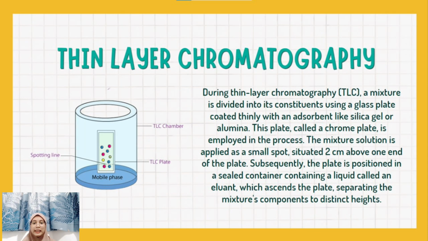The second type is thin layer chromatography. In the process of thin layer chromatography, the mixture of substances is separated into its components with the help of a glass plate coated with a very thin layer of adsorbent, such as silica gel and alumina, as shown in the figure. The plate used for the process is known as a chrome plate. The solution of the mixture to be separated is applied as a small spot at a distance of 2 cm above one end of the plate. The plate is then placed in a closed jar containing a fluid termed as eluent, which then rises up the plate carrying different components of the mixture to different heights.